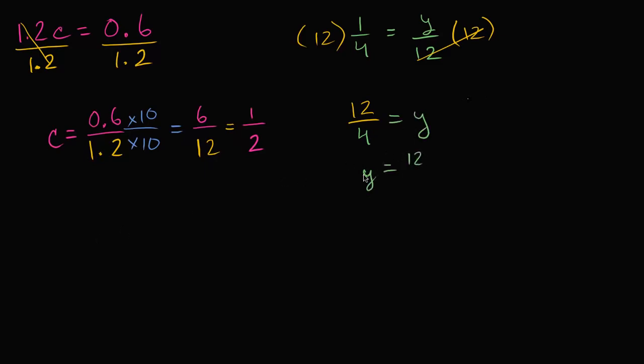Let me do that in that color, just so you see what I'm doing. I'm just swapping the sides. It doesn't change what's being said. Y is equal to 12 over 4. Now, what is 12/4? Well, you could view this as 12 divided by 4, which is 3. Or you could view this as 12/4, which would be literally 3 wholes. So you could say this would be equal to 3. Y is equal to 3.